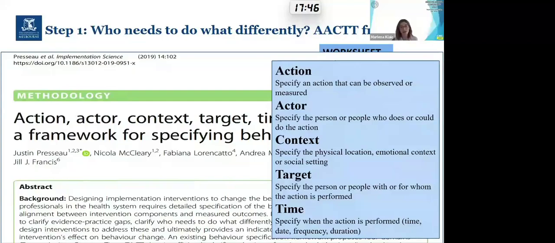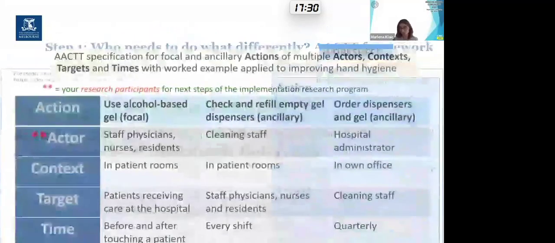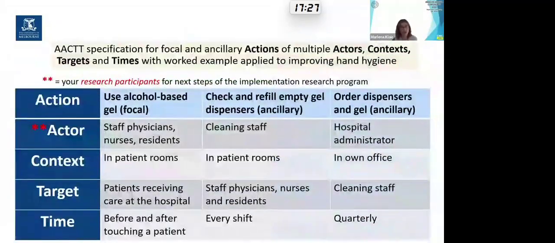And time, when should this intervention, when should this behaviour be occurring? How often should it be occurring? For how long should it occur? So this maps very well to Simon French's first step about specifying, well, who needs to do what differently? Just want to show you an example here of what that might look like in the context of a project that looked at how we might be able to improve compliance with hand hygiene.